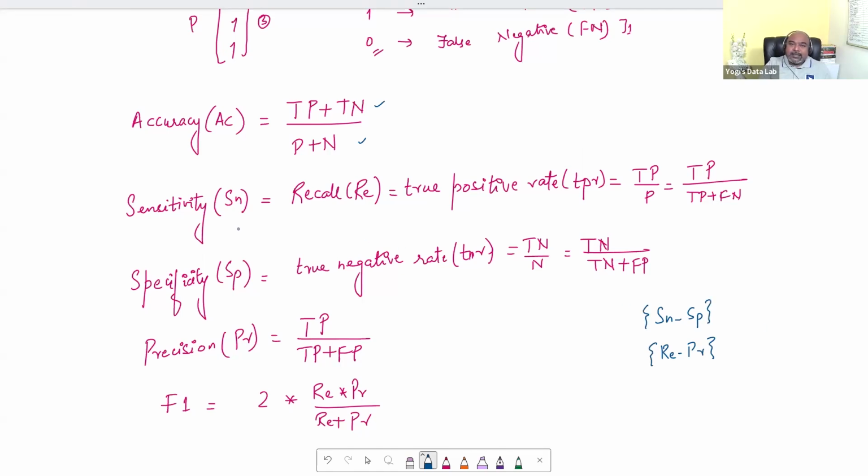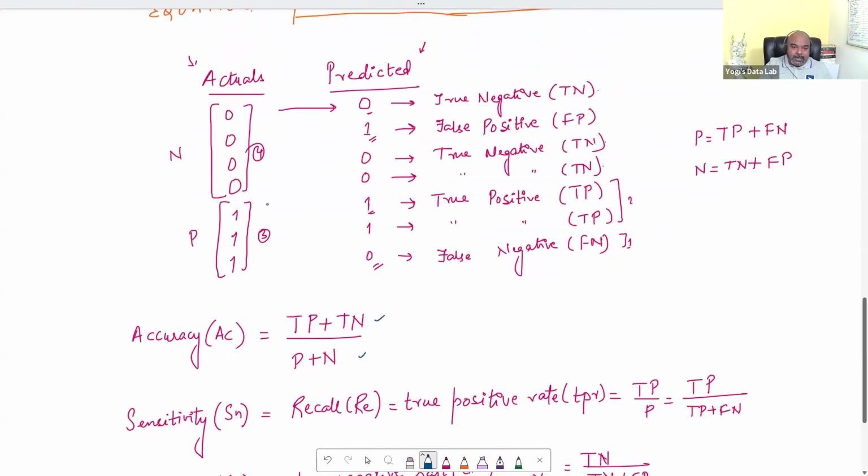Now, when I talk about sensitivity or recall or true positive rate, it tells me that out of all the actual ones that I had, how many ones did I predict correctly? So if you look at this, I had 3 ones which were given to me and I predicted 2 ones correctly. It's two positives. So here my recall becomes 2 by 3, which is 0.67.